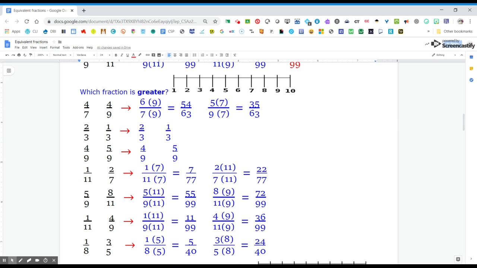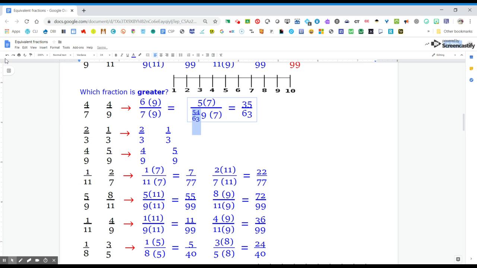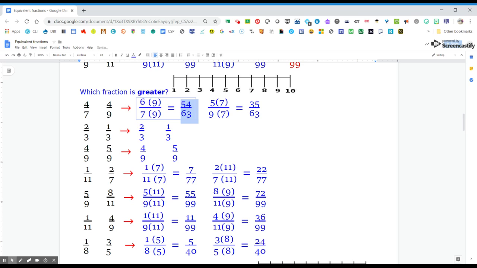So for the next one, now we're going to do greater. Greater means the biggest value, right? So the same thing, you find the least common denominator first, which is 63, and then you compare the numerator, which one has the greater value. So for that, this one has the greater value. So the answer is this one.